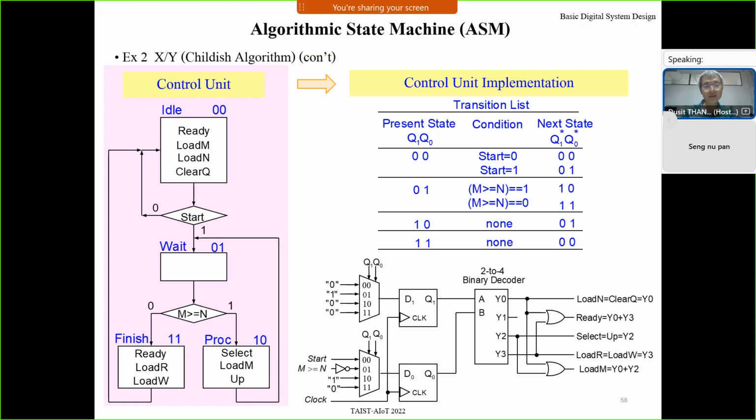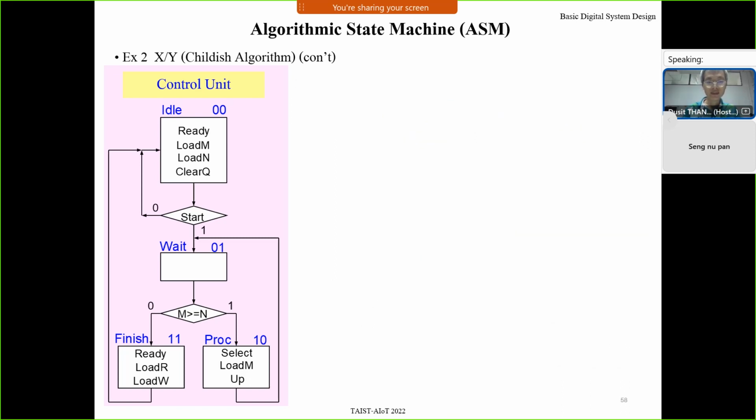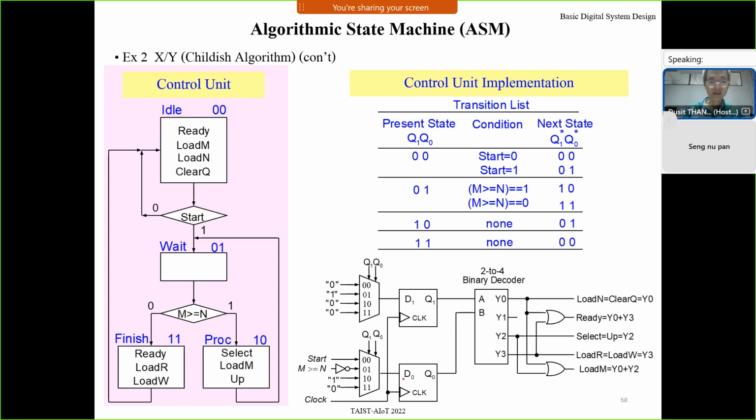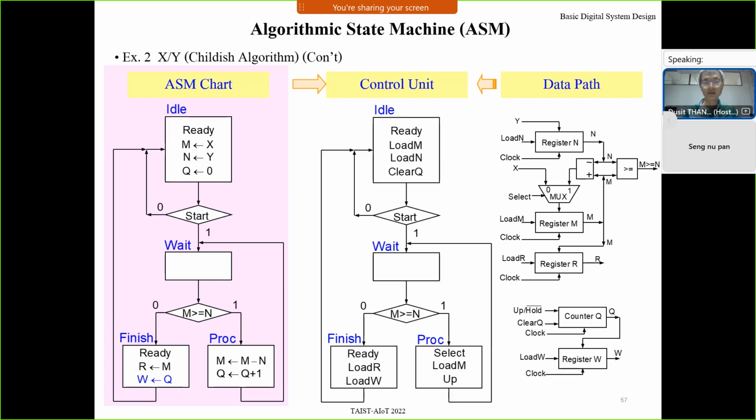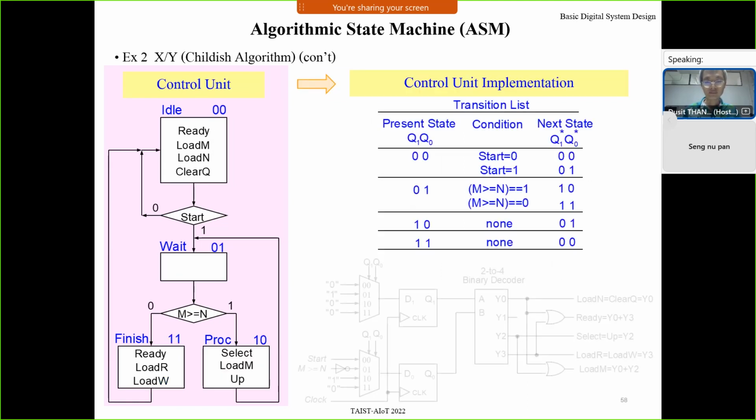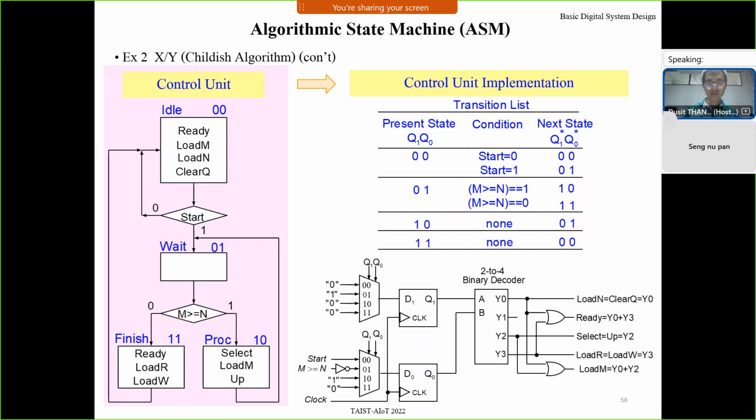Okay, for this control unit, you just connect this signal to this data unit. This kind of signal. Then you can complete the state machine by using this ASM. Okay, that's all for today.